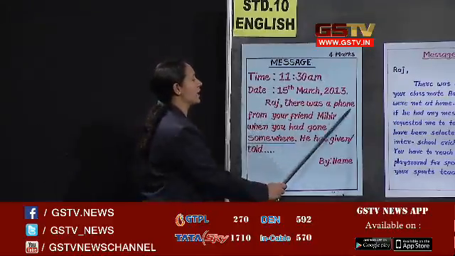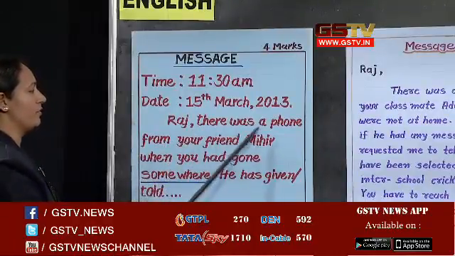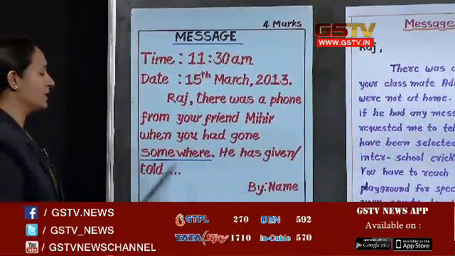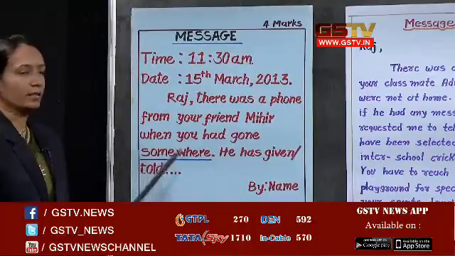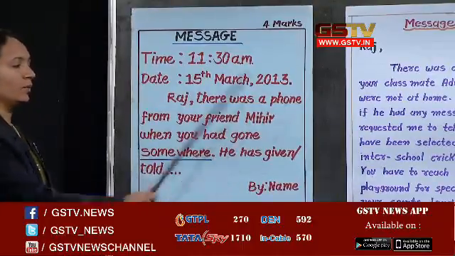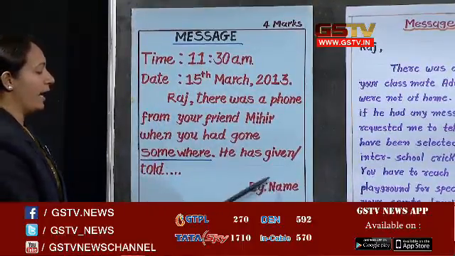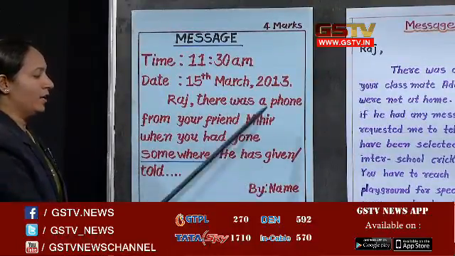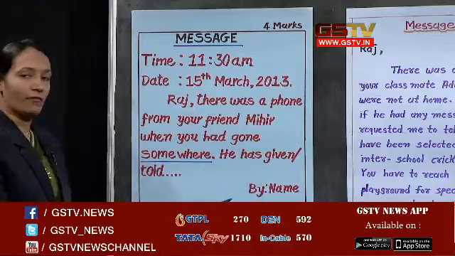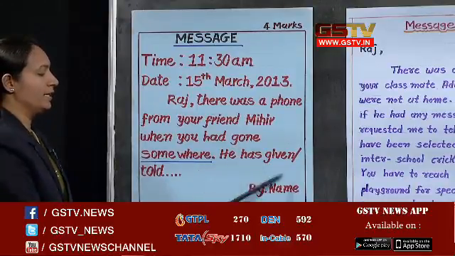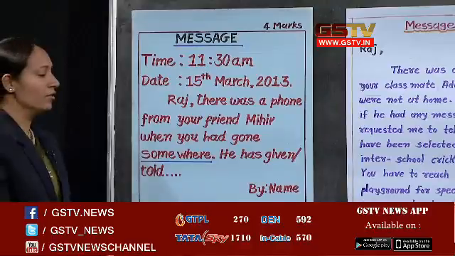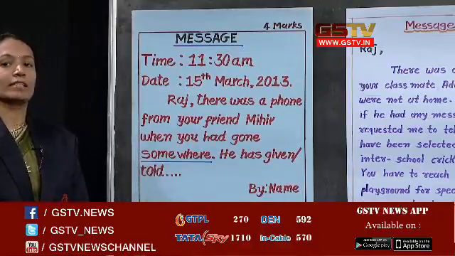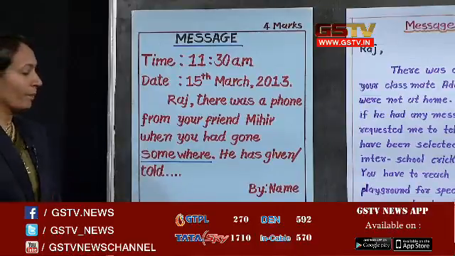Then the message starts like this: Raj, there was a phone call from your friend Mihir when you had gone somewhere. He has told the message, which we will see in the next chart. And after writing this content, on the right side after the body of the message, you will write the name of the person who has given this message.